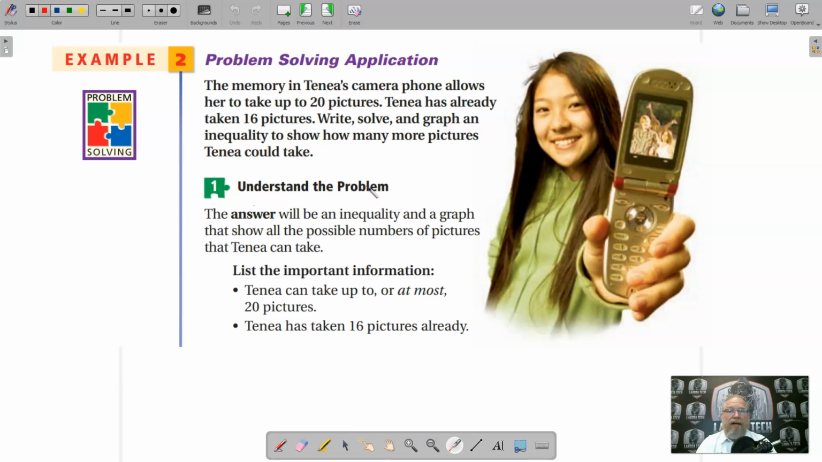Well, first step is to understand the problem. The answer will be an inequality and a graph that shows all the possible numbers of pictures that Tania can still take. Let's list the important information. First, we know that Tania can take up to, or at most, 20 pictures. The most pictures that her phone will take are 20. Somewhat limited memory in those old flip phones. Tania has taken 16 pictures already, so that's what we know already.